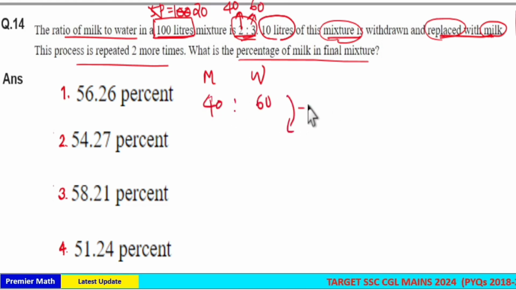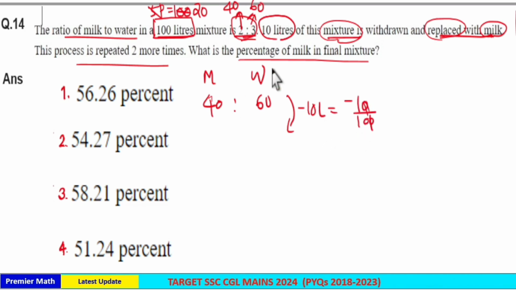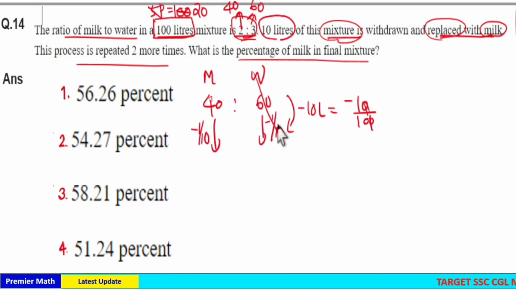Now you are taking out 10 liters of mixture from it. 10 liters of mixture means you are taking out 10 out of 100 from it. That is, you are taking out 1 by 10 from it. When you take out 10 liters of mixture from it, you are taking out 1 by 10 of the milk part and 1 by 10 of the water part. You can leave this water part here because we only need the percentage of milk in the final mixture.